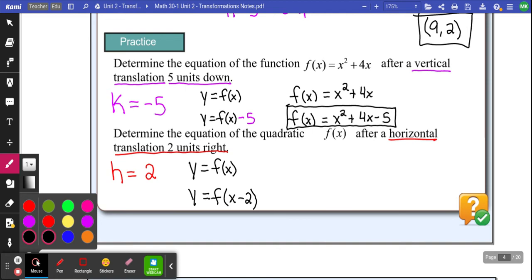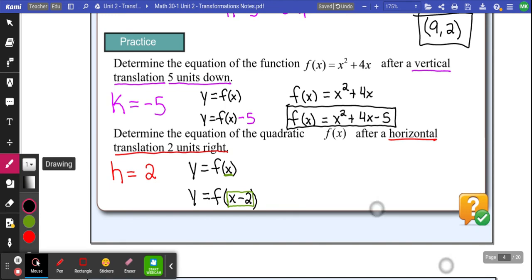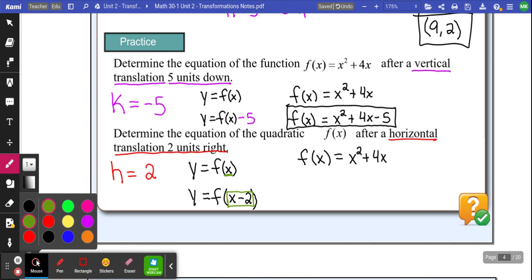That h was 2? That means I want to take my original function and I want to do this. That means that you take your x value from your original function and you change it to become x minus 2. It's like you're substituting x minus 2 in. So it started like this. f of x equals. And now you want to take your x's and change it to be x minus 2. So it would now look like this: x minus 2 squared plus 4 times x minus 2 instead of just times x.